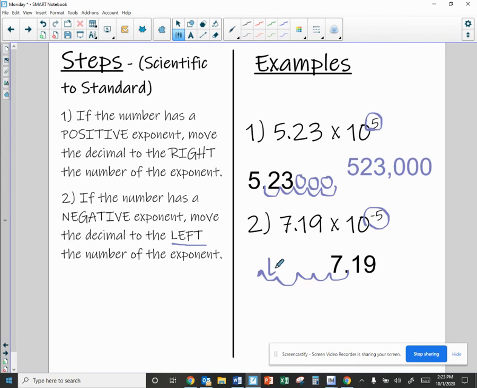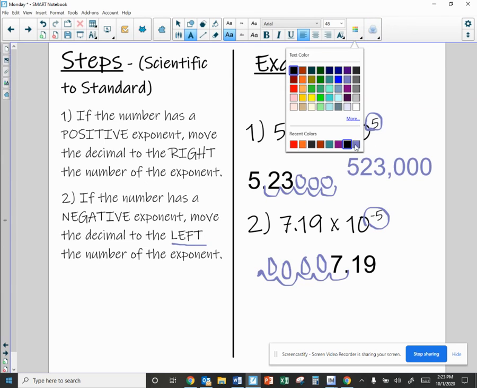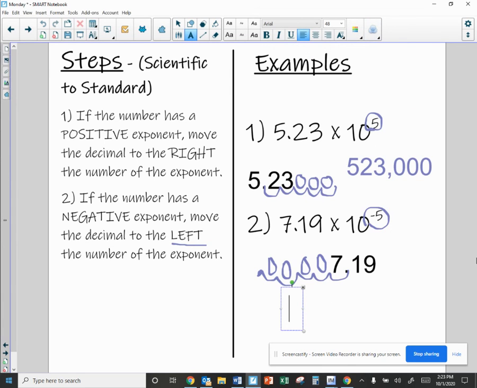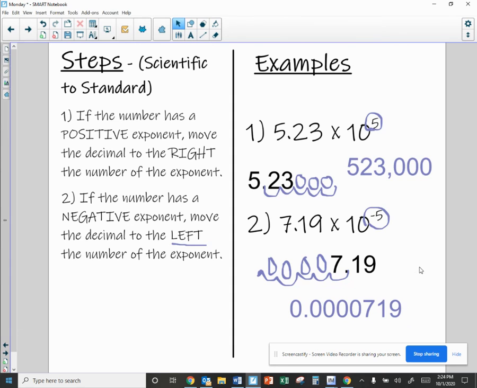So I'm going to go 1, 2, 3, 4, 5, and that's my new decimal right there. And I'm going to fill in the blanks with zeros. And now I can rewrite my number in standard form, 0.0000719. So that is how you change your numbers from standard to scientific and then scientific to standard. And hopefully this helped you out a little bit.